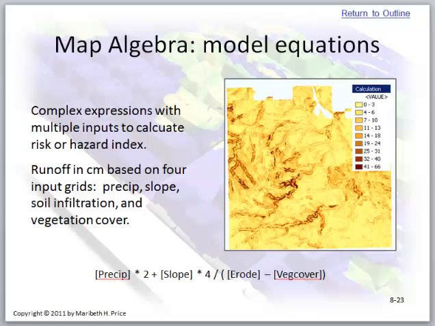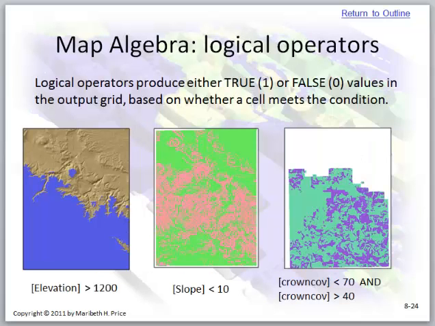Complex expressions with multiple inputs to calculate a risk or hazard index. For example, runoff in centimeters based on 4 input grids: precipitation, slope, soil infiltration, and vegetation cover. Here is that formula. They first subtract vegetation from the erosion value, and then precipitation multiplied by 2 plus the slope, which was multiplied by 4. And then that raster would create a new raster, and you go with the new raster.